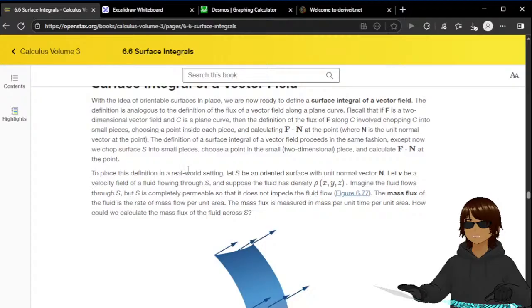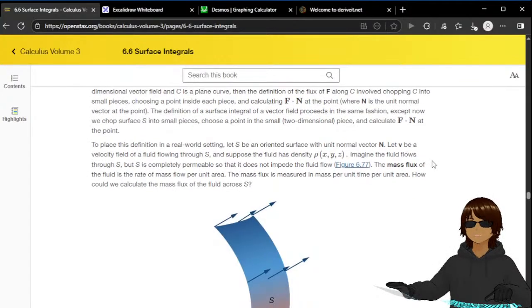To place this definition in a real-world setting, let S be an oriented surface with a unit normal vector n, and v be the velocity field of a fluid flowing through S, and suppose the fluid has density rho. Imagine the fluid flows through S, but S is completely permeable so that it does not impede the fluid flow. The mass flux of the fluid is the rate of mass flow per unit area. The mass flux is measured in mass per unit time per unit area. How could we calculate the mass flux of the fluid across S?